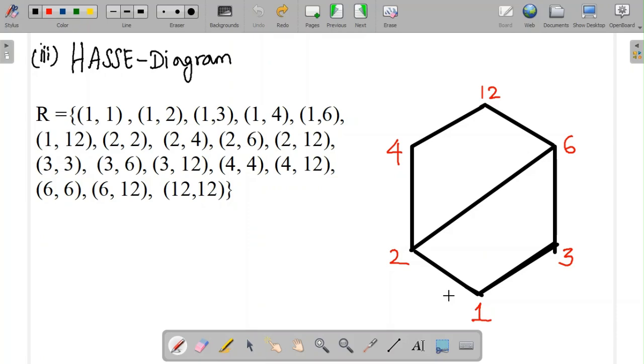6 is placed above 3 because 6 is divided by 3. 4 is placed above 2 because 4 is divided by 2. And 12 is divided by all of these, and therefore 12 is placed at the topmost.